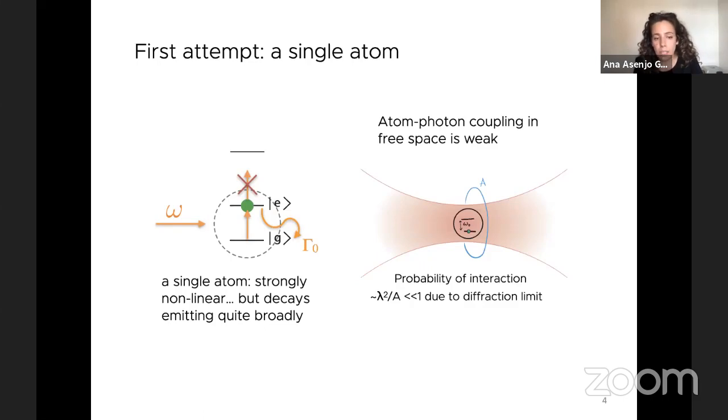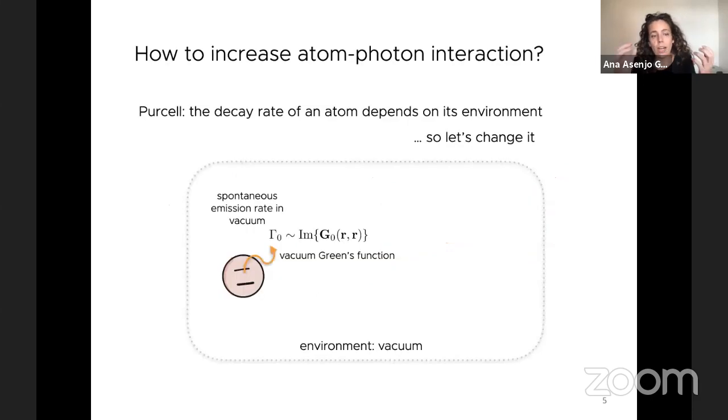Okay, so it looks like we have to go beyond a single atom. So what is next? What can we do? How can we increase atom-photon interaction? Many decades ago, Purcell told us that the decay rate of an atom depends on its environment. It's not something intrinsic to it. It depends on what is around it. So the most obvious way to change this decay rate, which is effectively related to the coupling between atoms and photons, is to change the environment.